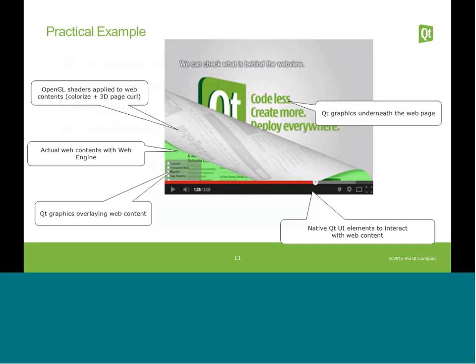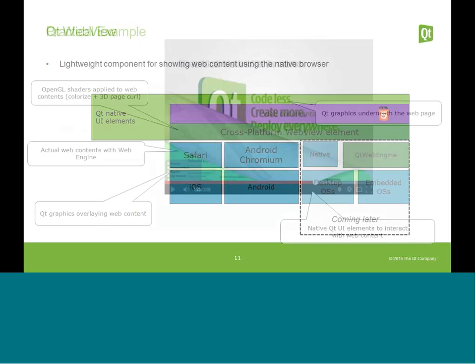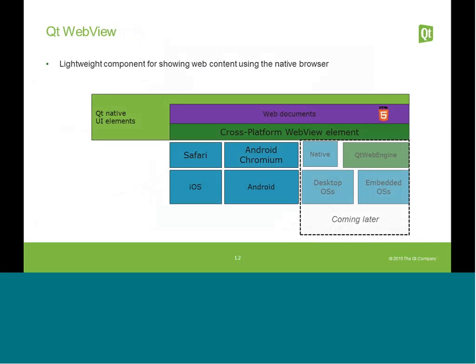Then on top of it, on the bottom left corner, you can see that we've overlaid some Qt graphics to it. So you can mix and match HTML5 with Qt graphics. And also underneath, there's the Qt logo. So, you know, it's a full graphics stack. And of course, you could then integrate native Qt elements to interact with the content, for instance, the browser buttons or whatever. Yeah, that's a very, very nice addition to the Qt family of APIs.